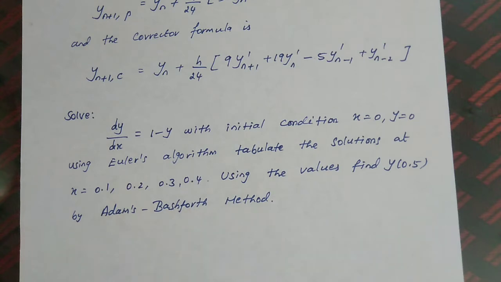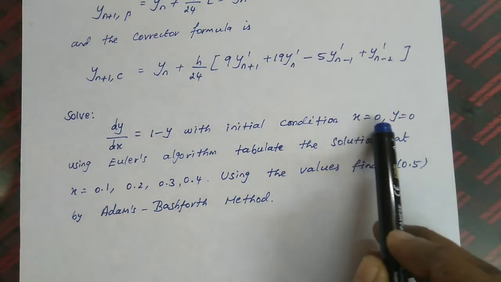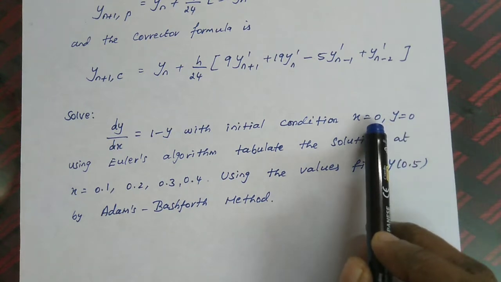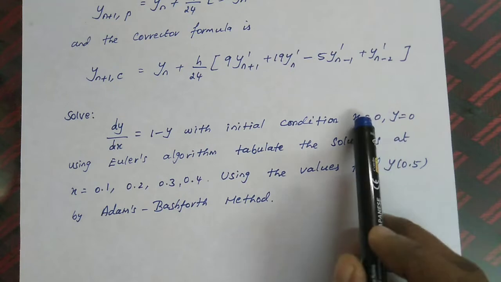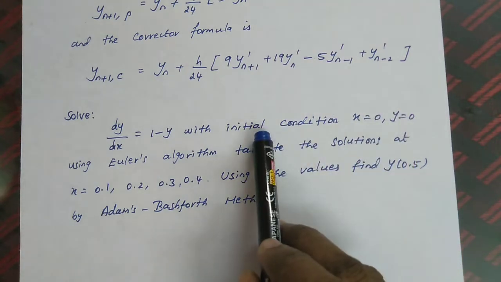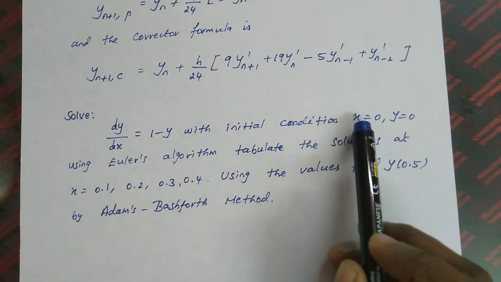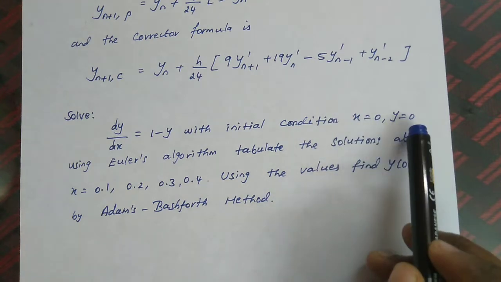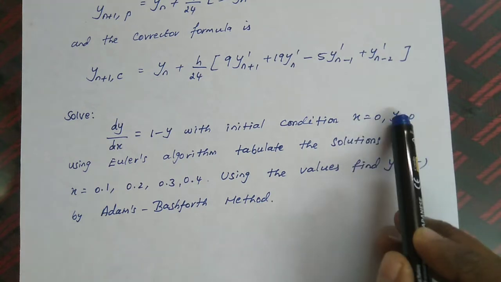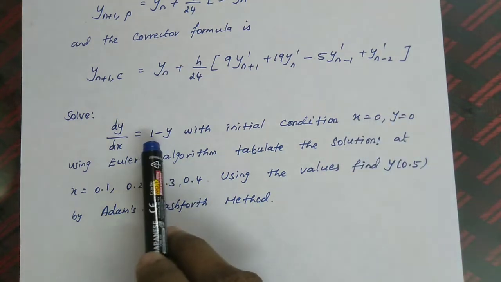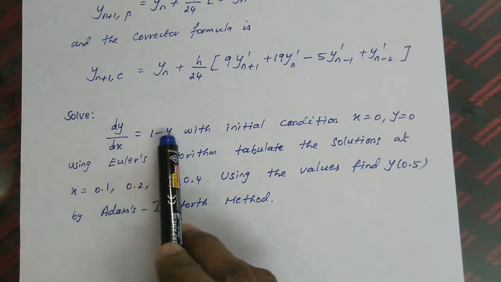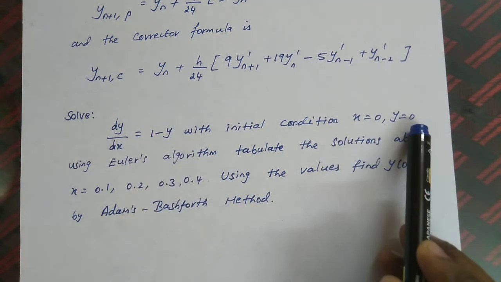In this question, the initial condition is given, x equal to 0, y equal to 0, which means x naught is 0, y naught is 0. How are we identifying these as x naught and y naught? Because it's given as the initial condition, so obviously the initial value of x is x naught and the initial value of y is y naught. And the differential equation is given, y dash equal to 1 minus y.